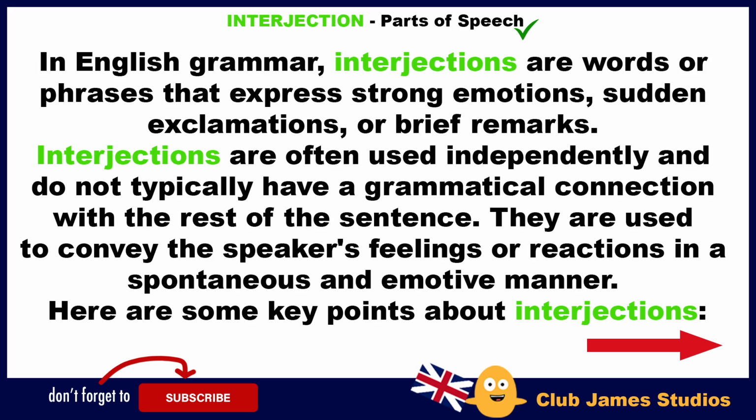In English grammar, interjections are words or phrases that express strong emotions, sudden exclamations, or brief remarks. Interjections are often used independently and do not typically have a grammatical connection with the rest of the sentence. They are used to convey the speaker's feelings or reactions in a spontaneous and emotive manner. Here are some key points about interjections.